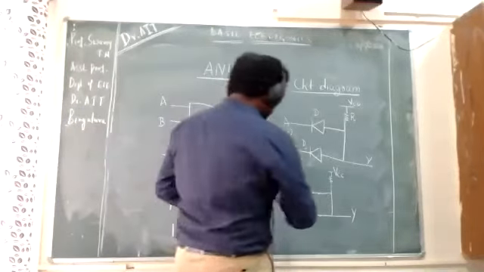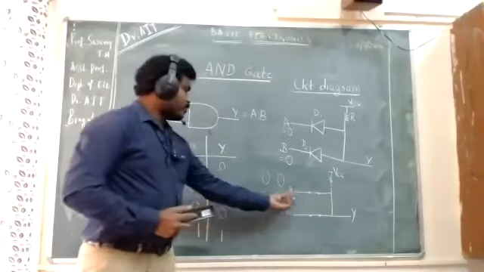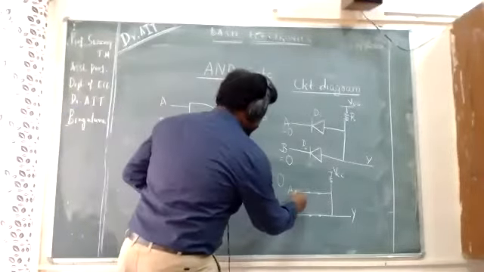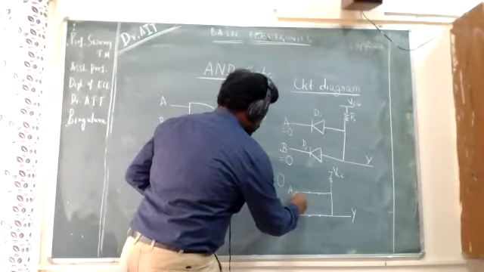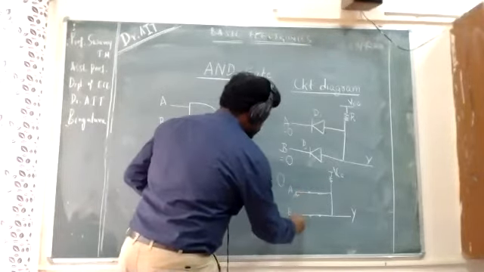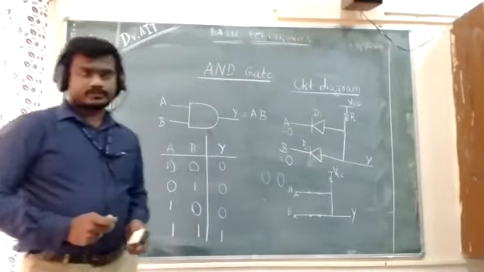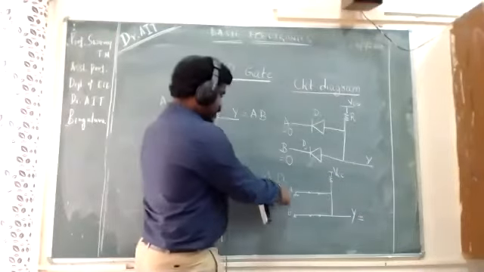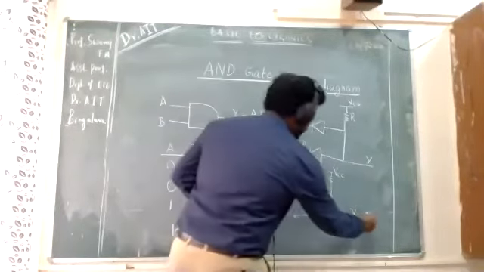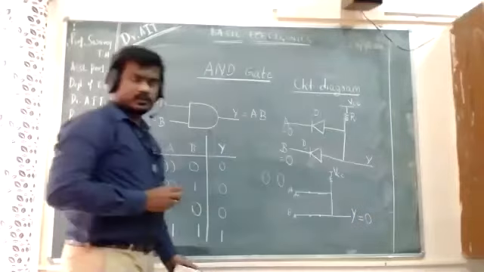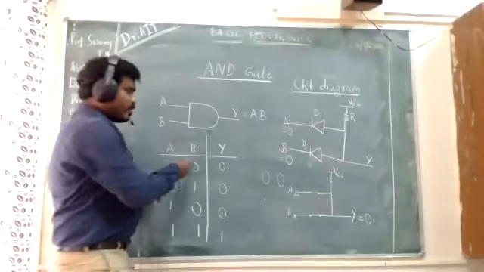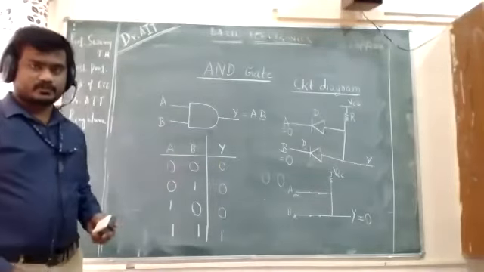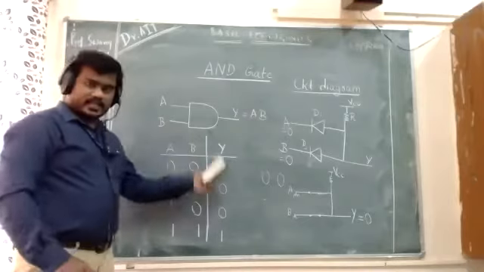Okay, so here we have taken input A equal to 0 and input B equal to 0. Both are connected to the ground. Now what is the output? The output is 0, because both are connected to the ground. So according to the truth table, when both inputs are equal to 0, the output is logic 0. Similarly, I will take the next case.